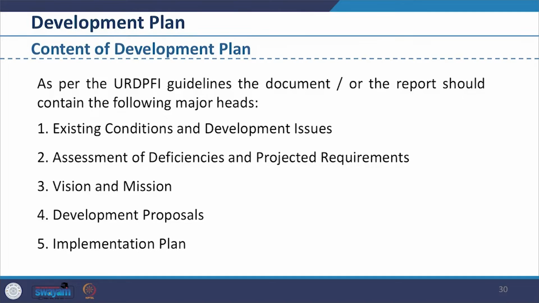As per the guidelines, the document or the report should contain the following major heads. First, it should contain existing conditions and development issues, which will be our major focus today, where we will see how the Bhopal Development Plan has really covered existing conditions and development issues. Second, we will see assessment of deficiency and projected requirements, how they are done, vision and mission. It should be covered within the content of the development plan.